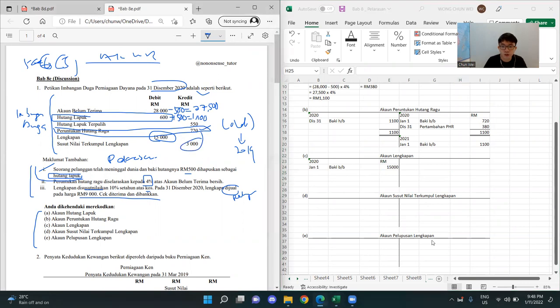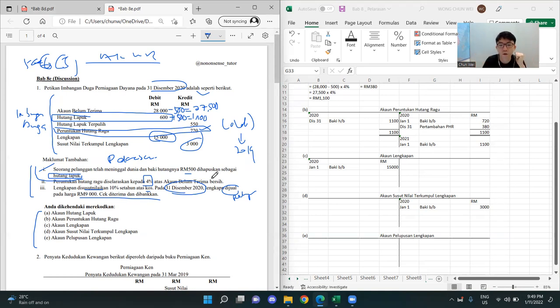And here they already show you on the credit side. So KBB 3,000. Right. So after you put the baki BB for both, now you have to know that this lengkapan dijual on 31st December 2020. So like just now question. So from 1st January sampai 31st December 2020, there is a what? There is susut nilai. Because we are still using it sampai 31st December 2020.